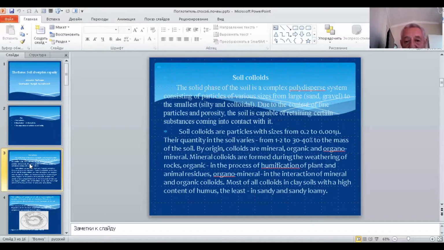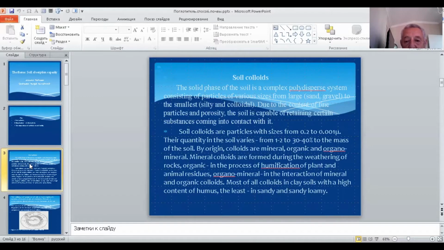Soil colloids are particles with a size from 0.2 to 0.001 micron. The quantity in the soil varies from 1 to 40% of the mass of the soil.